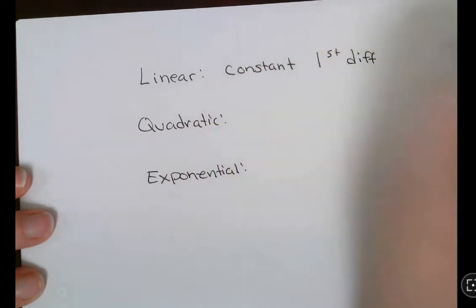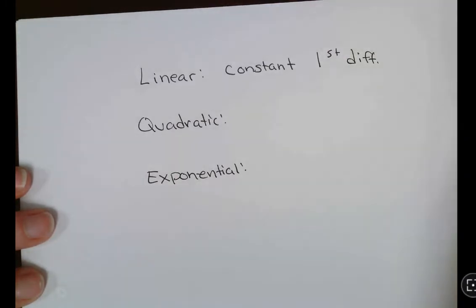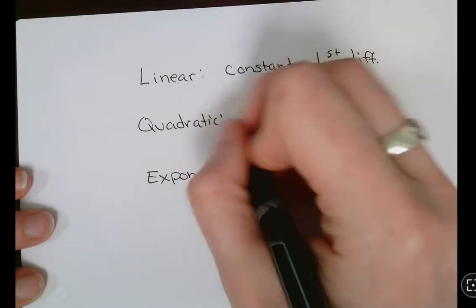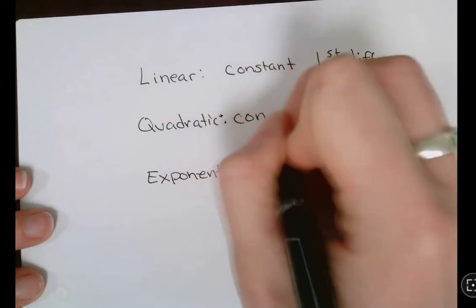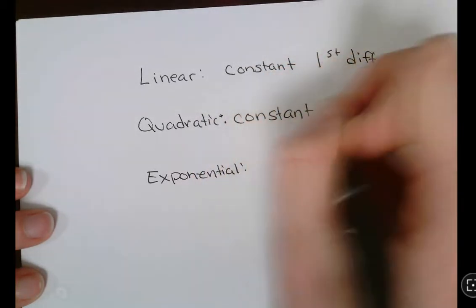So that's saying if I take each of my y values and I subtract them, they'll have some number in between that stays either the same, or if it's a model for real life data, it's approximately the same. So it's like 2, 3, 2, 3, 3, 2, 3, something like that. Whereas quadratic, it's going to have a constant second difference.